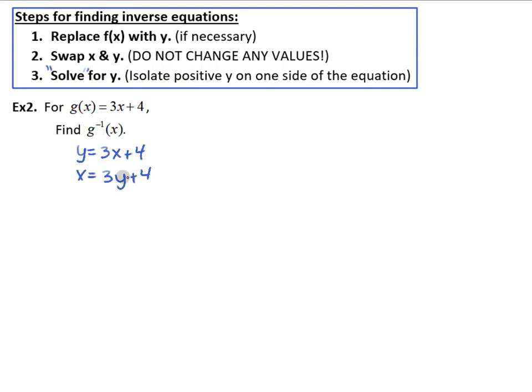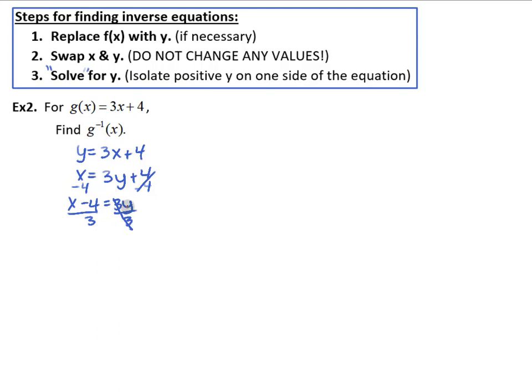And lastly, we need to get y by itself. Okay, so to do this, to get y by itself, we need to get rid of these two values held onto y here. Let's first subtract 4 over. x minus 4 equals 3y. And then divide everything on both sides by 3.